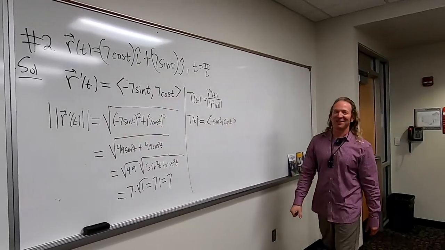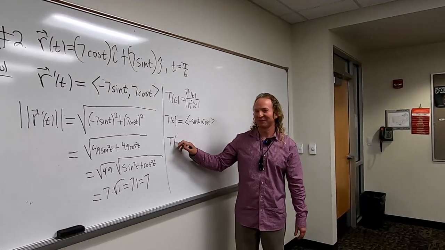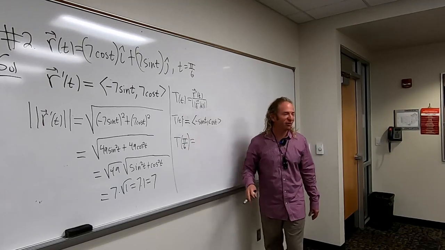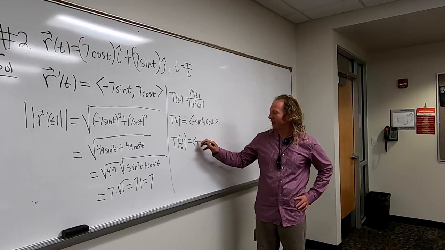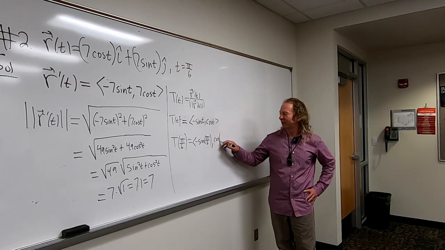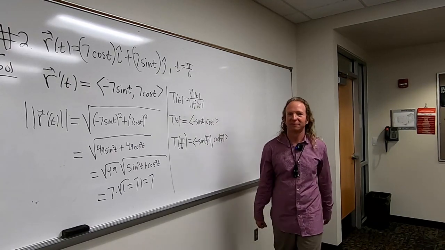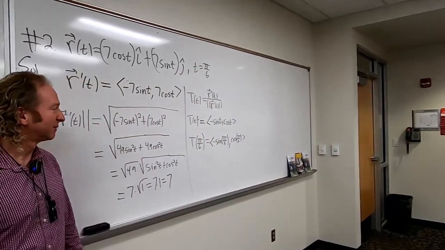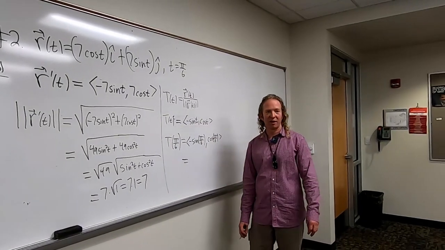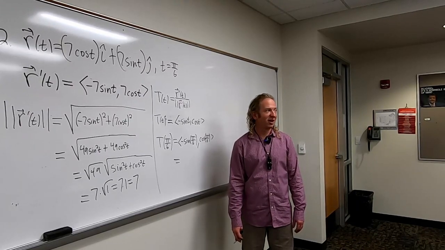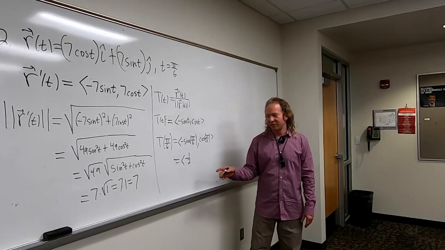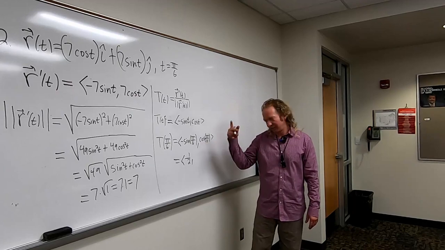All right. So now, what do we plug in to finish? Pi over 6. Right. So plug in pi over 6. So you have negative sine pi over 6, and then cosine pi over 6. And then, anyone know what the sine of pi over 6 is? One half. So negative 1/2. Cosine of pi over 6 is square root of 3 over 2.